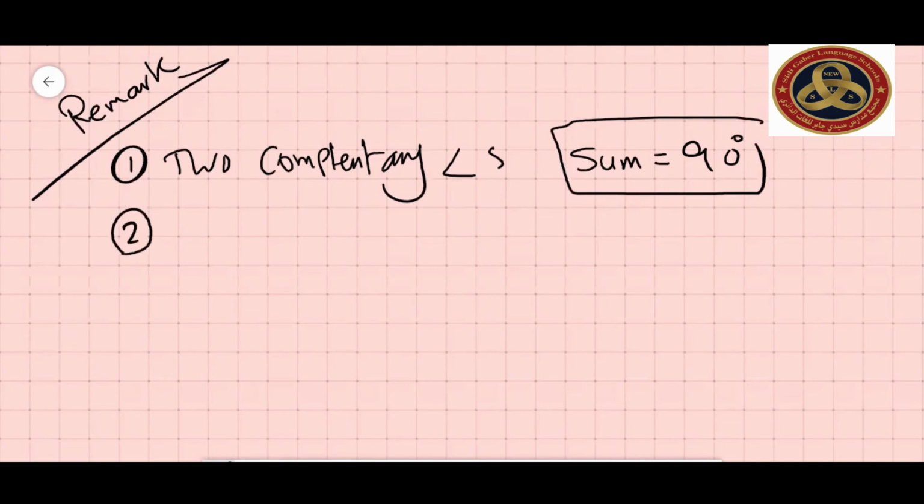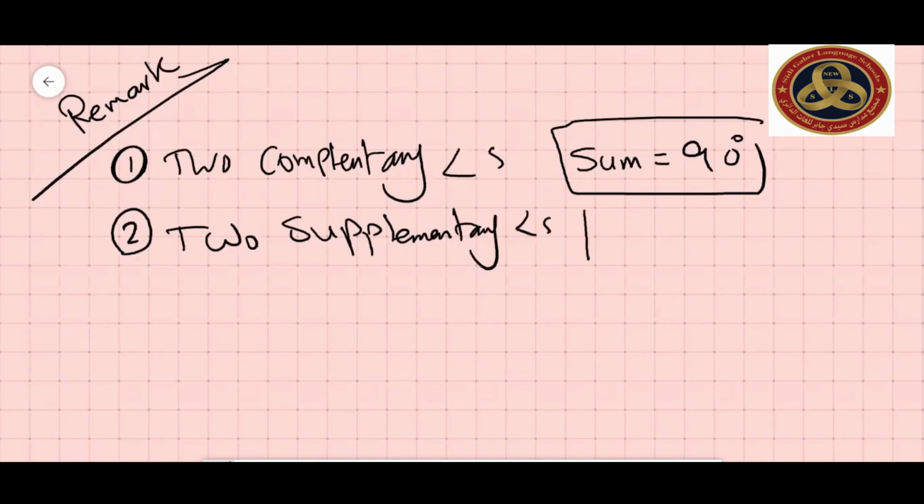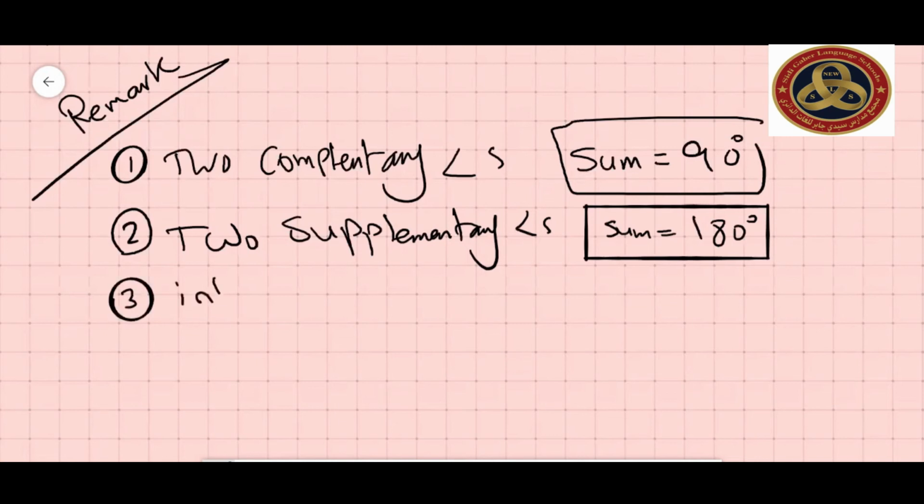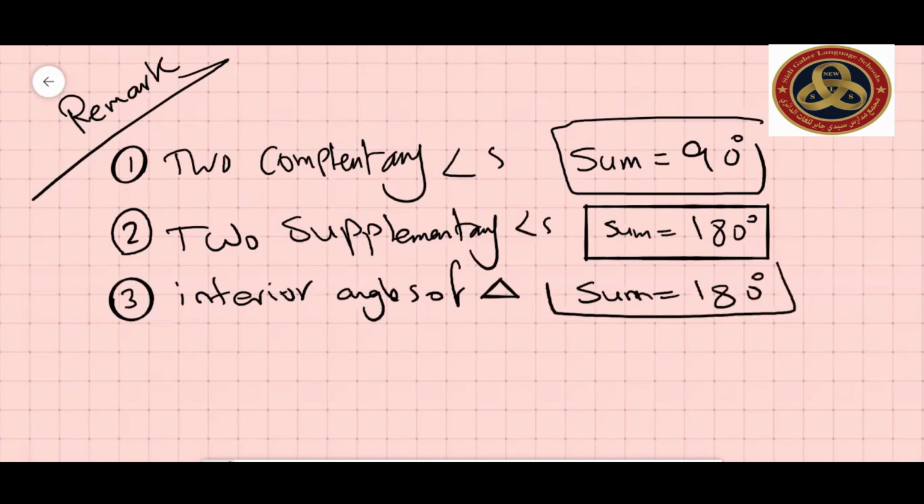Excellent. The second one. Who can tell me what is the meaning of two supplementary angles? Good. These two angles, their sum equals 180. We have another remark. You can remind me, what is the meaning of the interior angles of a triangle? Their sum equals what? Their sum equals 180 degrees.